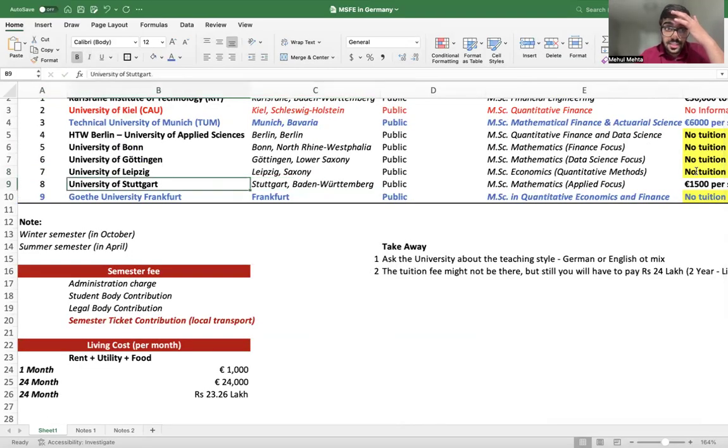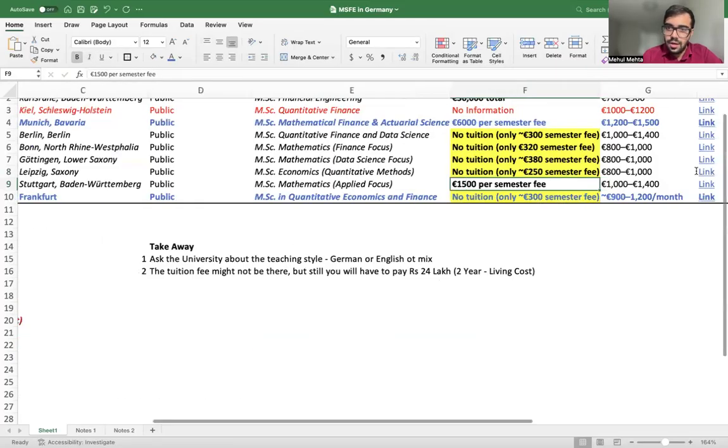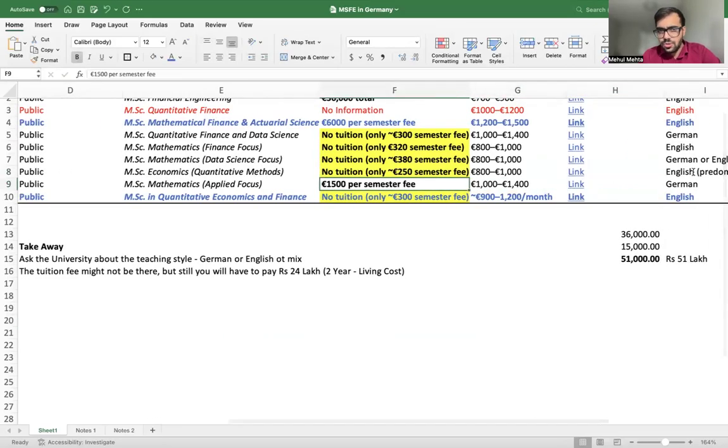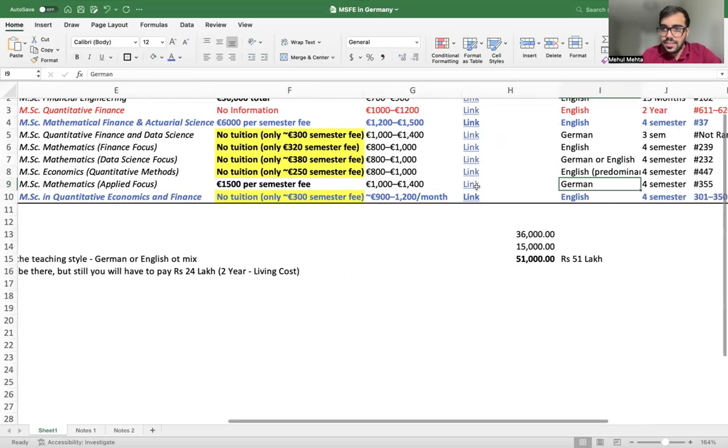The next one is the University of Stuttgart. It's a public university and offers a master's in mathematics, mostly with an applied focus. Definitely, you have to pay a 1,500 euro semester fee. As I said, there is no tuition fee as such, you only need to pay this semester fee, which is 1,500 euro. The cost of living is pretty high. The coursework is completely taught in German.